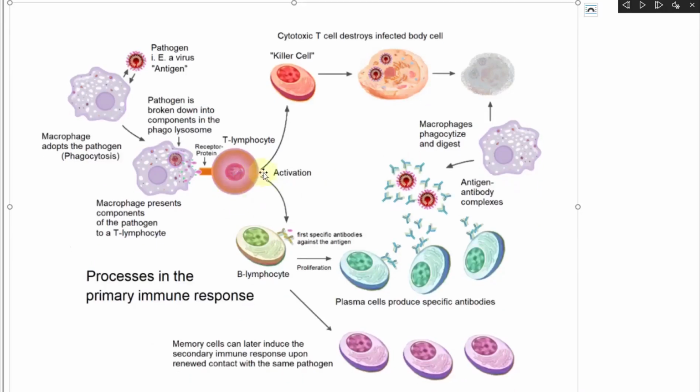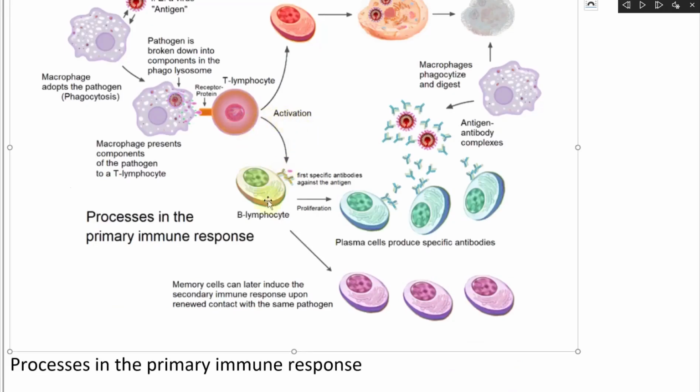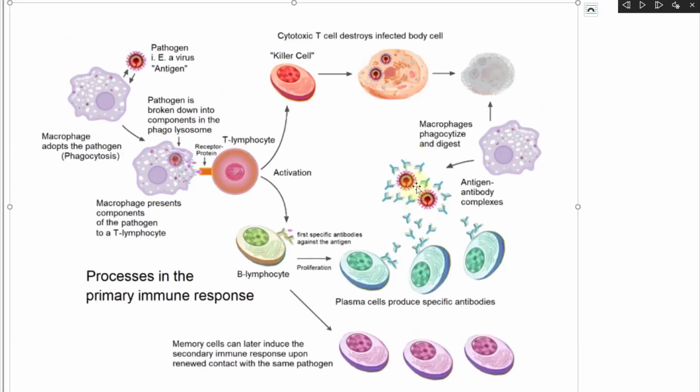And then it could also go to a B lymphocyte. So that was the T lymphocyte, and the T lymphocyte could activate the B lymphocyte. So first, specific antibodies against the antigen get presented over to this B lymphocyte. And then this can proliferate into plasma cells, and they produce specific antibodies to stop these viruses or antigens right there. And then antigen-antibody complexes form, and the macrophage again phagocytizes and digests this broken up stuff right there.